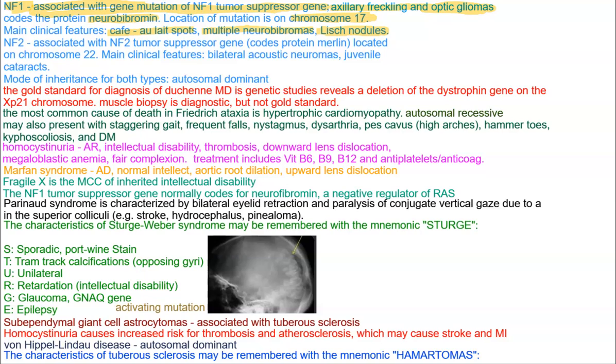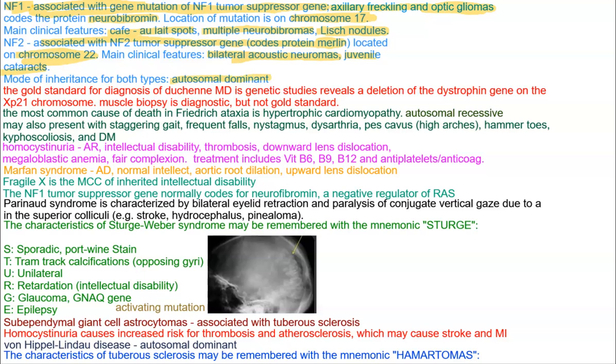Neurofibromatosis type 2 is associated with the NF2 tumor suppressor gene, which codes the protein Merlin. So you have to remember Merlin for NF type 2. And for this one, it's associated with chromosome 22. The main clinical features are going to be bilateral acoustic neuromas, as well as juvenile cataracts. And the mode of inheritance for both types is going to be autosomal dominant.